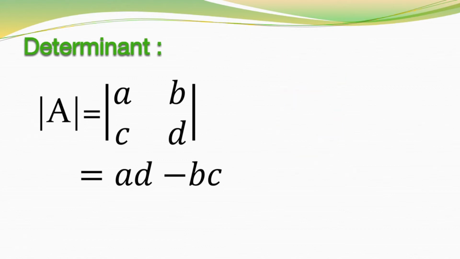Now next concept, how to solve determinant. See here, first we take the cross product of A and D, then we get AD, and next we have to take the product of B and C and subtract this term. So here AD minus BC, we get the unique value. This is nothing but the value of the determinant. Now we see next how to solve examples with the help of this formula.